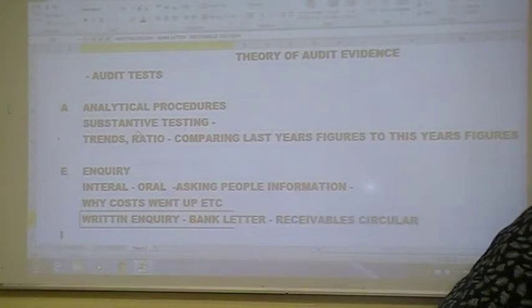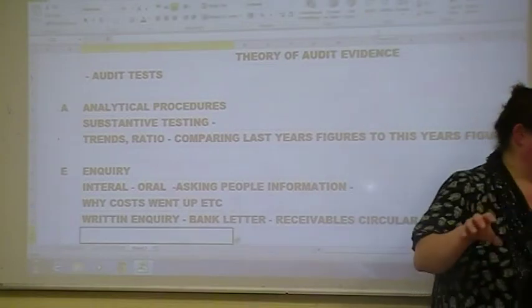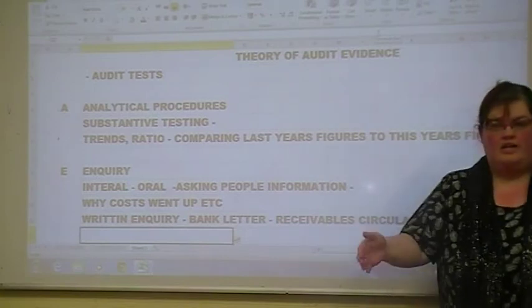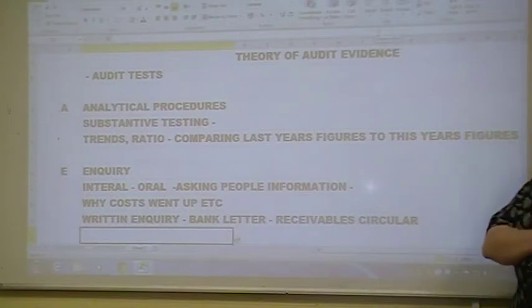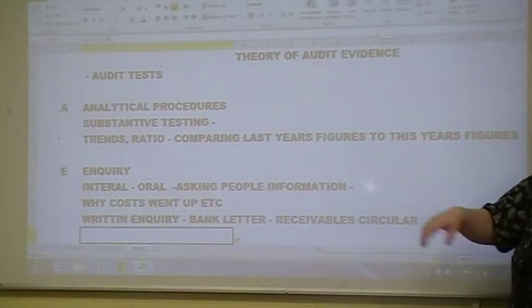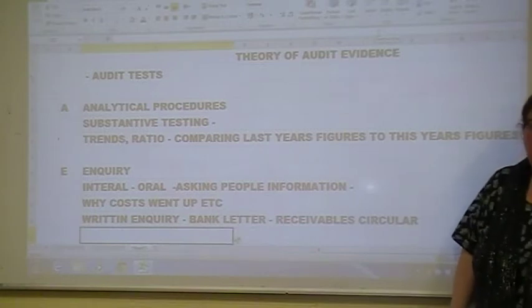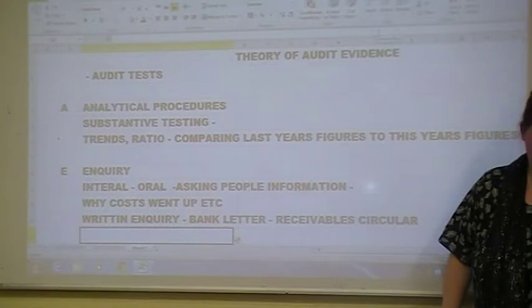So inside your inquiry you have two little things. Your internal, where you go out to the business where the audit is being done and inquire of people, little bits and pieces, and then you get a written inquiry after, your bank letter or receivables, because that's your proof. And a better source of audit evidence.